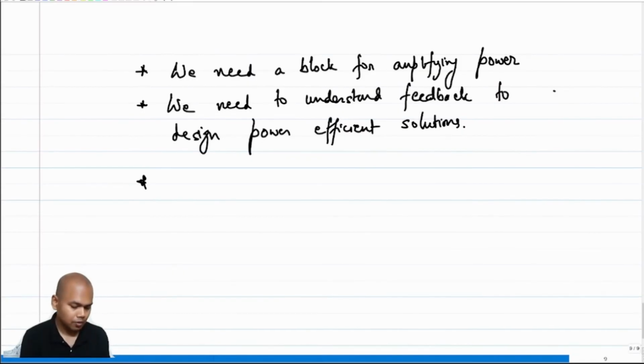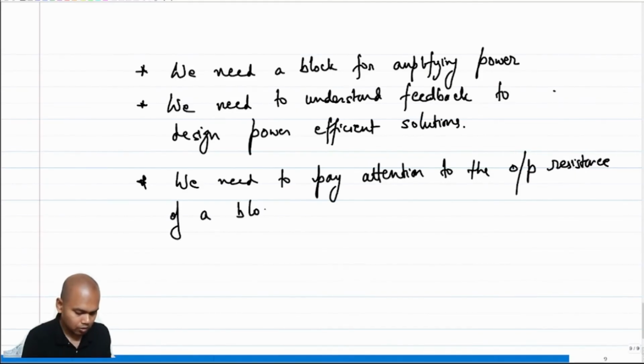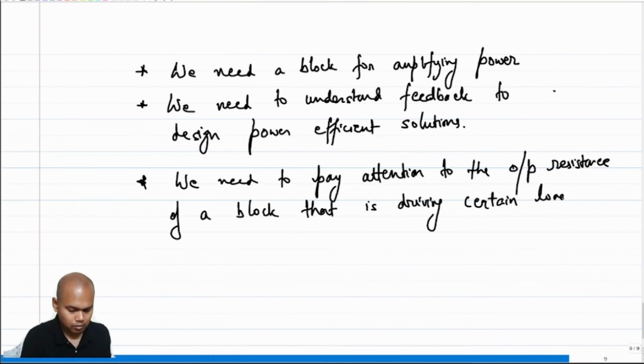And what is the third thing? We need to pay attention to the output resistance of a block that is driving certain loads, right? So these are the 3 bedrocks of this course, or rather you can say that these are the 3 targets that we plan to get comfortable with as the course progresses.